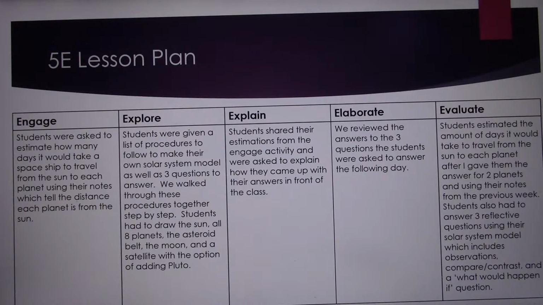And to evaluate, students estimated the amount of days it would take to travel from the sun to each planet after I gave them the answer for 2 planets, and using their notes from the previous week. Students also had to answer 3 reflective questions using their solar system model, which includes observations, compare, contrast, and a what would happen if question.